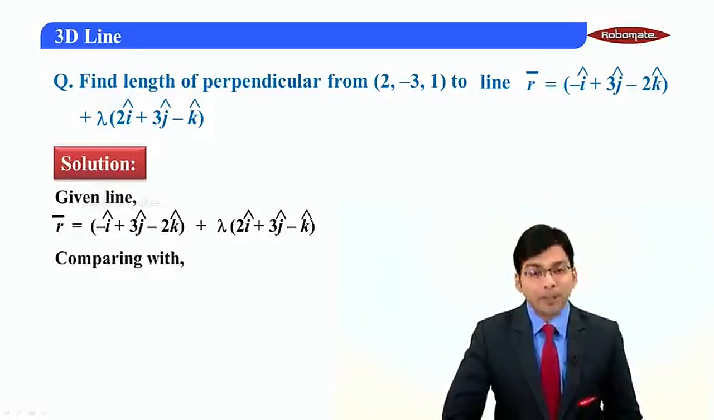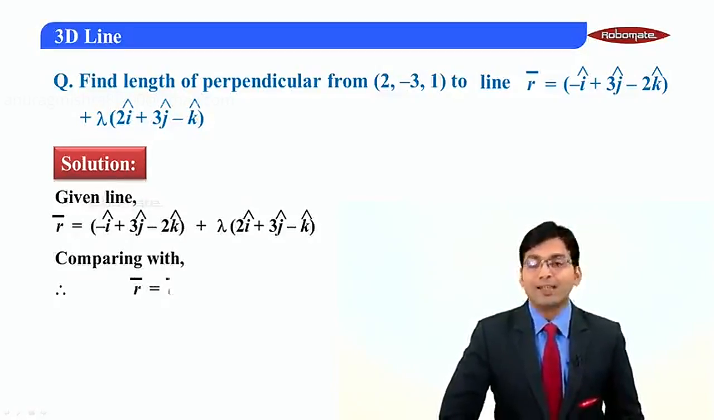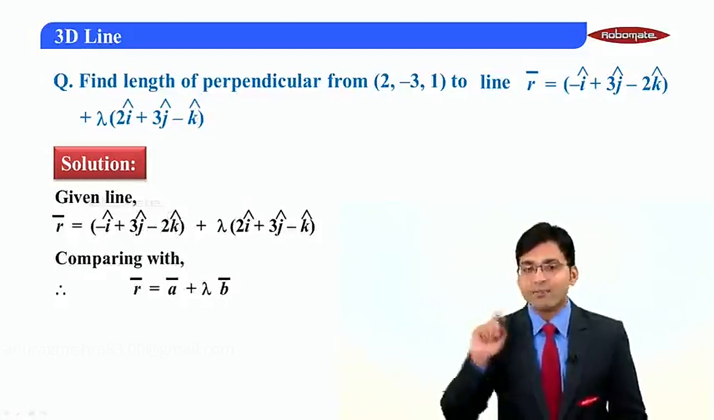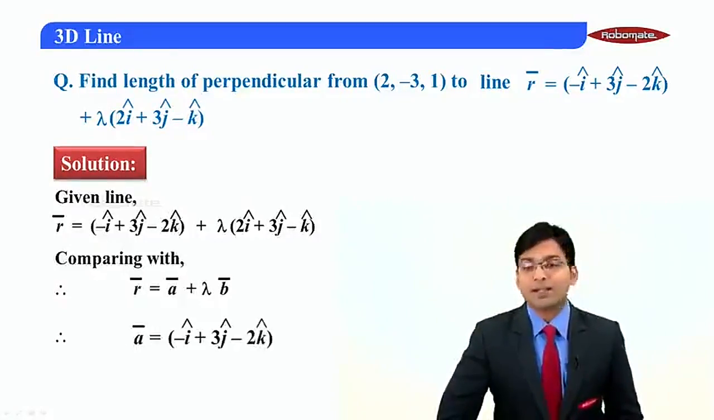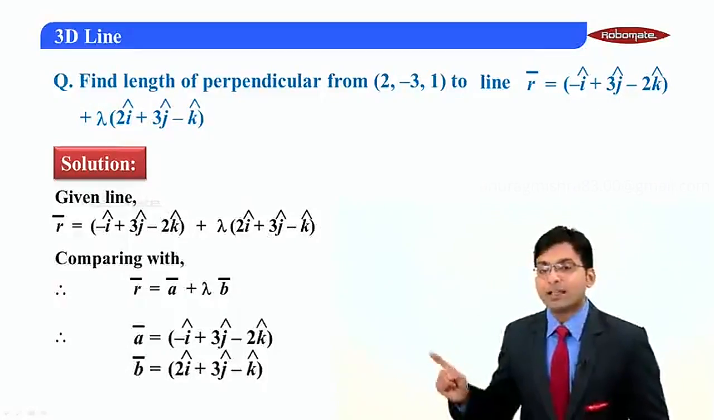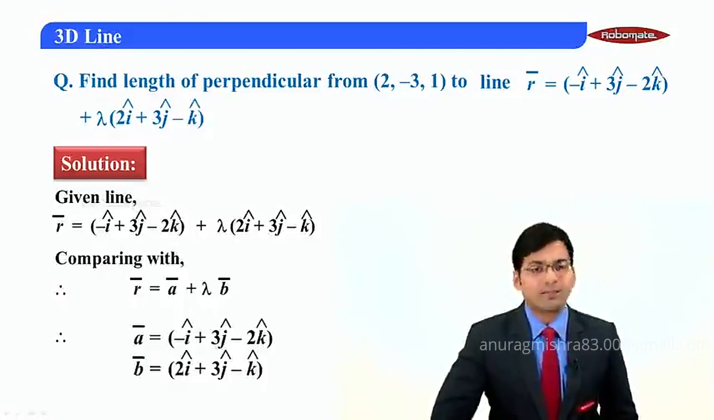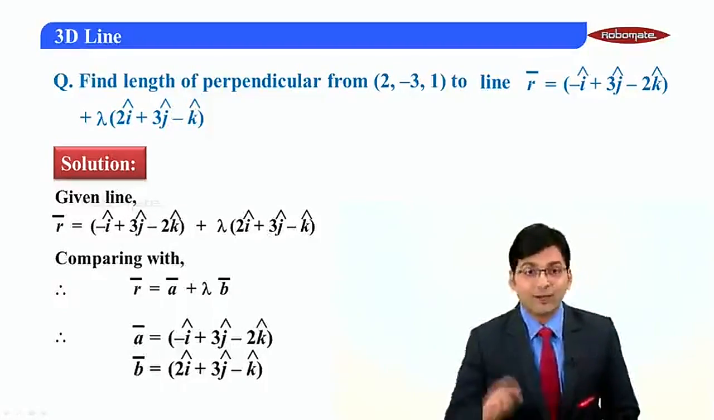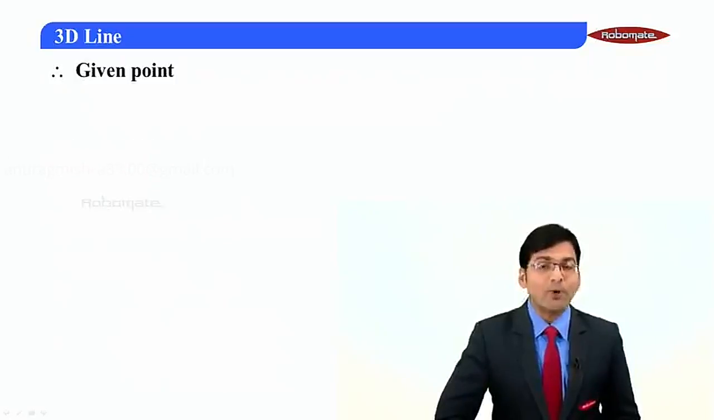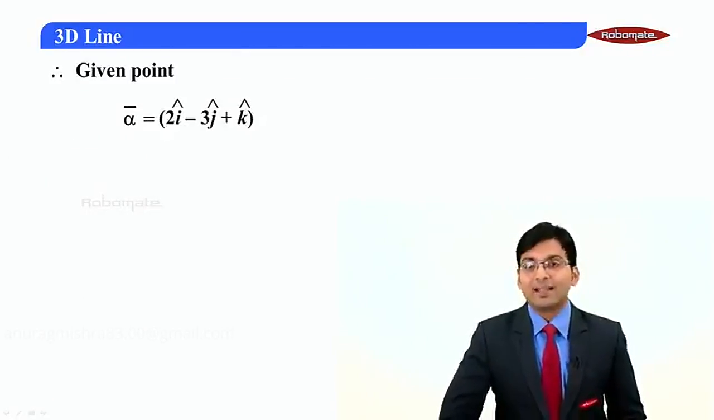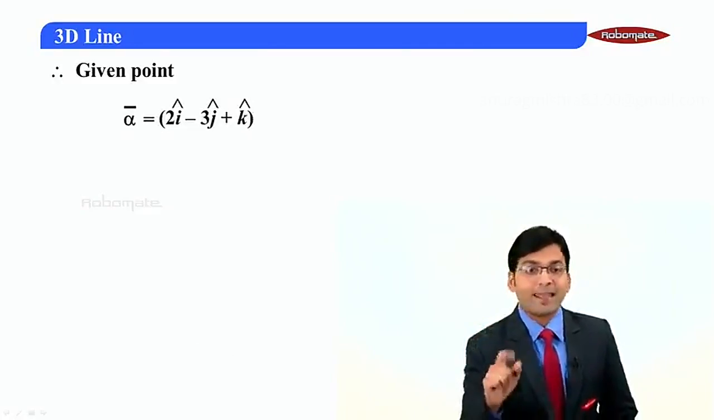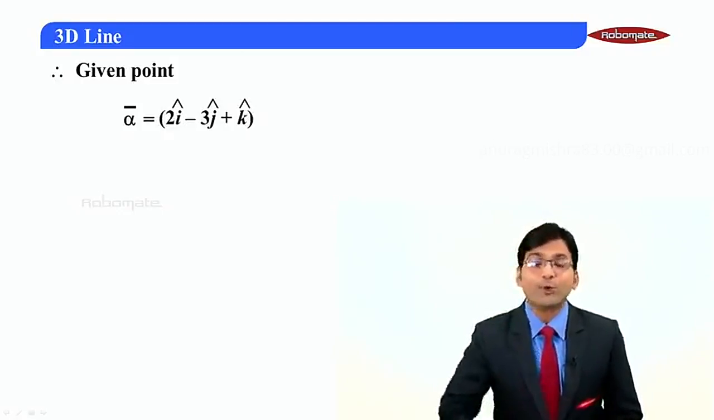Now students, if we compare this line with our standard equation, that is r bar equals a bar plus lambda b bar, we get a bar and b bar, that is a bar equals minus i cap plus 3j cap minus 2k cap and b bar is 2i cap plus 3j cap minus k cap. As we know, we require these values in our formula. So let us proceed. The given point outside the line is alpha bar, and that is given as 2i cap minus 3j cap plus k cap. And once we get alpha bar, a bar and b bar, we are ready to go for the formula.